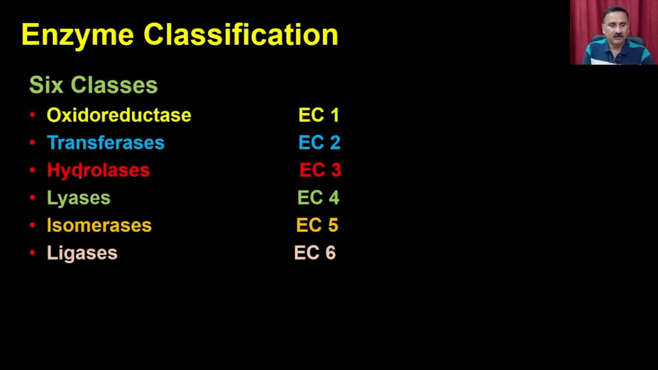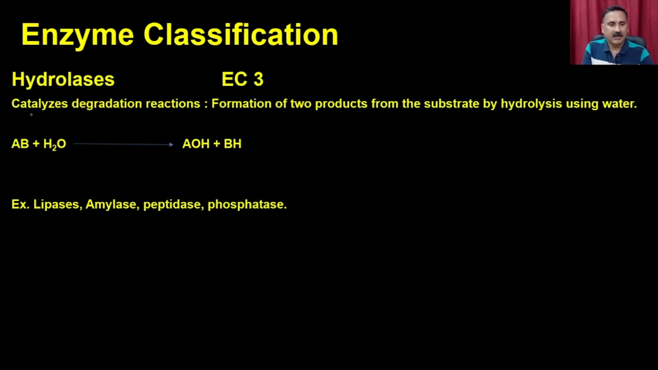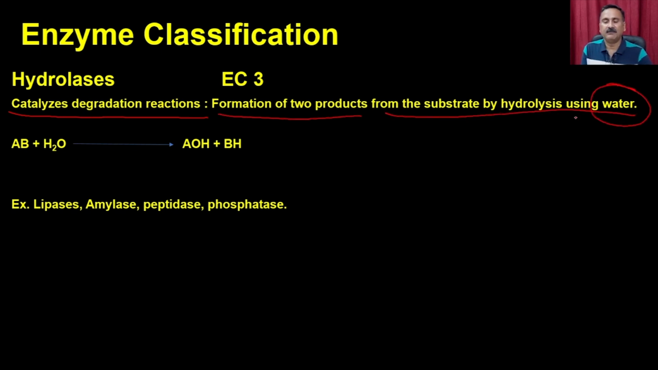Now, let us move on to the third enzyme class. We have discussed the oxidoreductases, we discussed the transferases, and now we are going to talk about the hydrolases. Hydrolase belongs to EC class 3. Hydrolase catalyzes the degradation reaction, which means the formation of two products from the substrate by hydrolysis with the help of water. So, water is very important. If water is not involved, it is not hydrolysis.